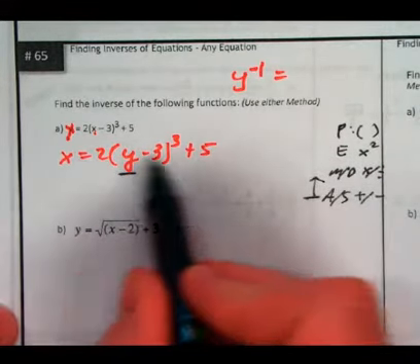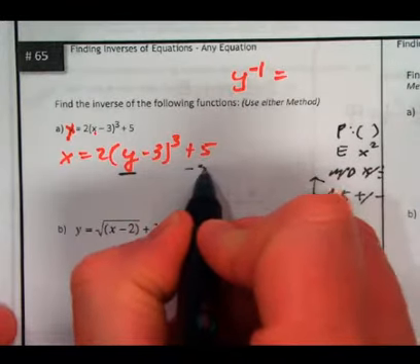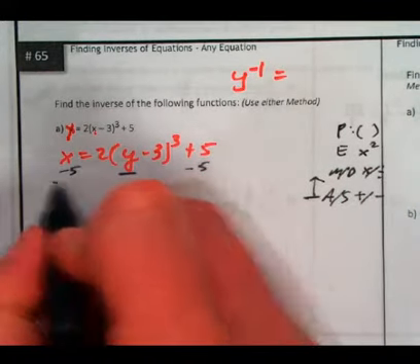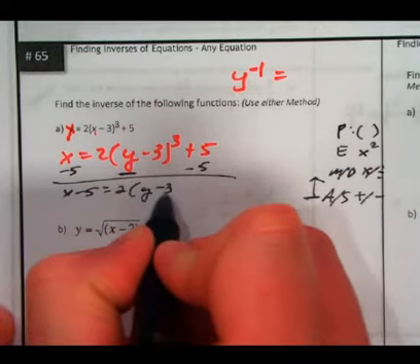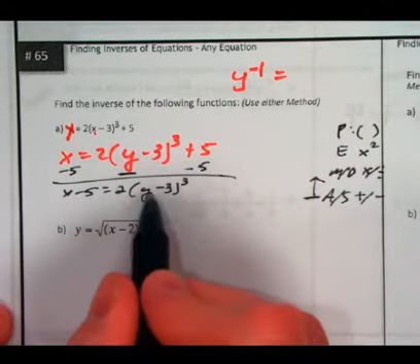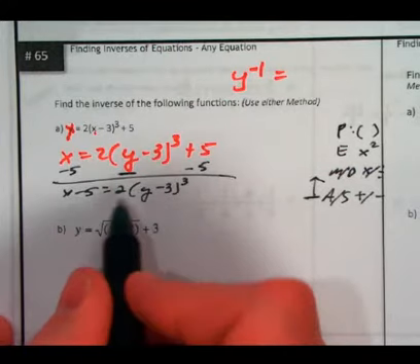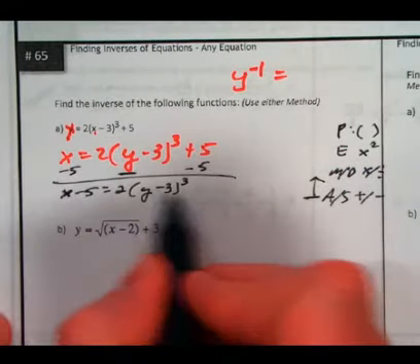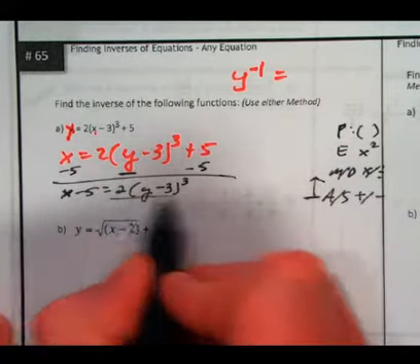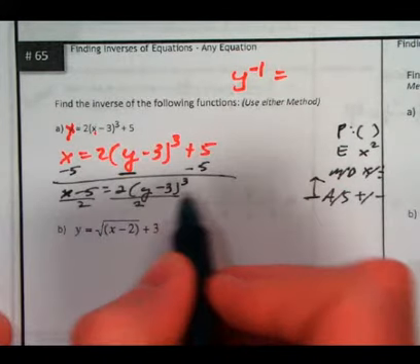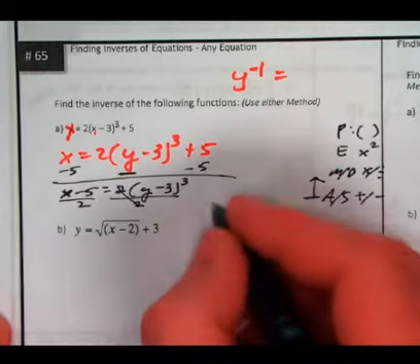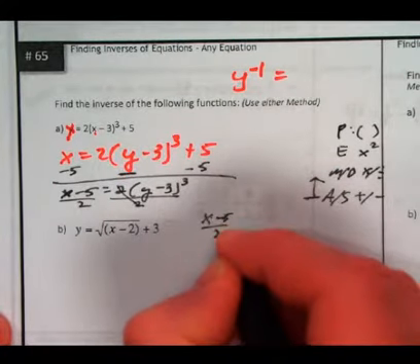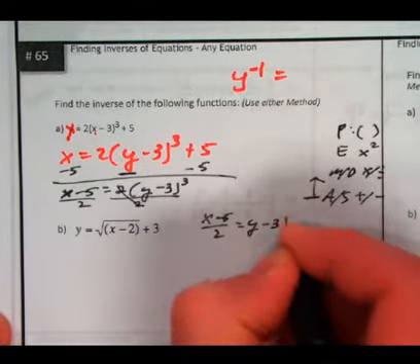So I get rid of what's added and subtracted first. So I'm going to subtract 5 on both sides to start with, and I get x minus 5 equals 2 times (y minus 3) cubed. I'm still trying to work my way in towards this y. The next thing is I would get rid of what's multiplied and divided, in this case a 2. So I'm going to divide by 2 on both sides. Those 2's are going to reduce to 1, basically cancel. And now I've got (x minus 5) over 2 equals (y minus 3) cubed.